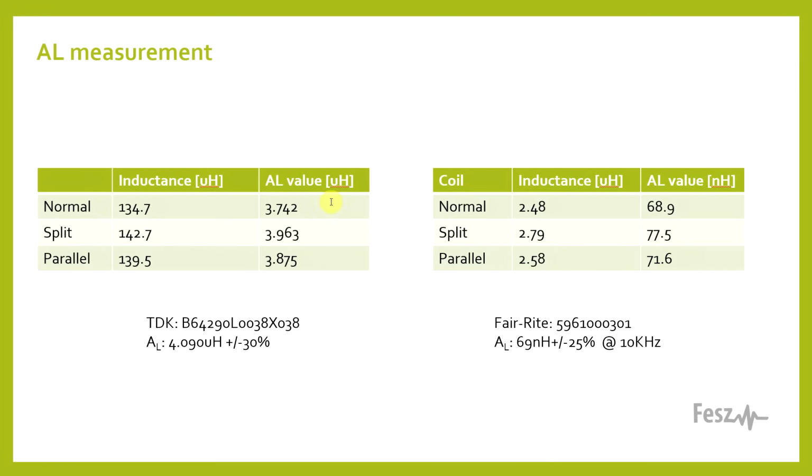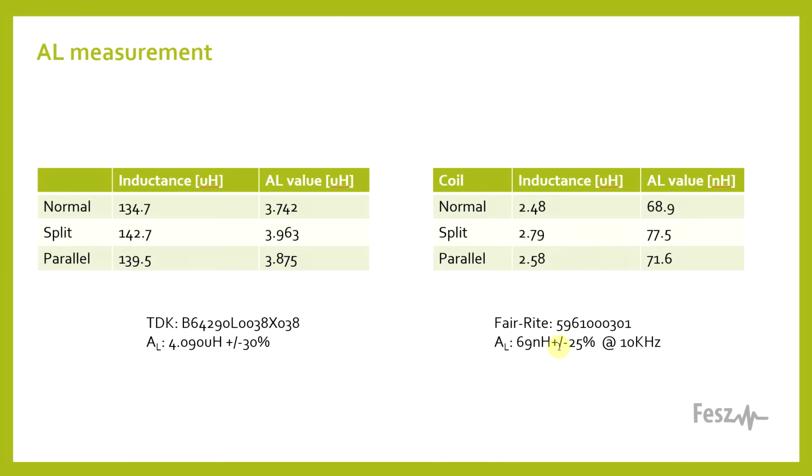Now, all of the measured values are slightly different, but it's important to accept that the core materials, as well as the physical shapes, do have tolerances. The TDK datasheet mentions about 30% of tolerance, while the ferrite one mentions 25%. So, by that interval, all of the measurements are well within their acceptable range.